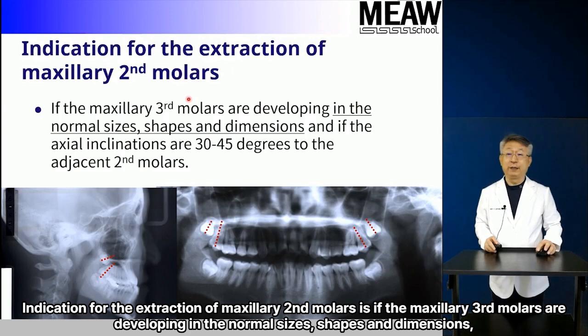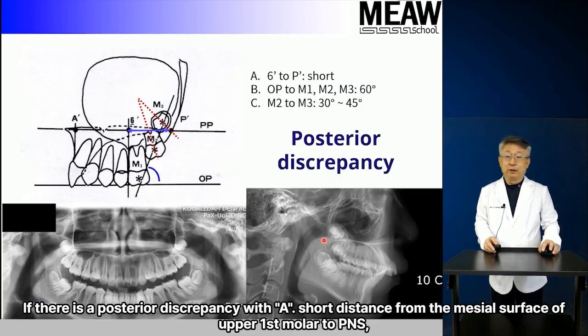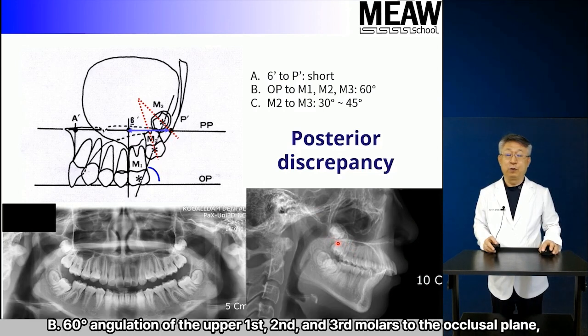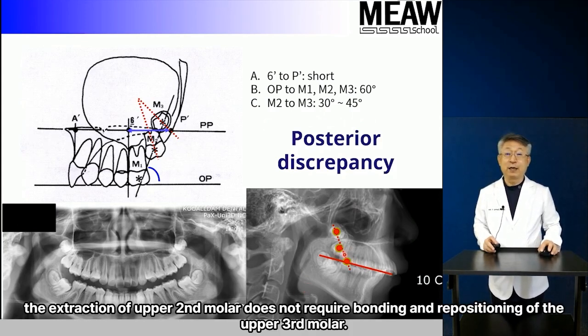Indication for the extraction of maxillary second molars is if the maxillary third molars are developing in the normal sizes, shapes, and dimensions, and if the axial inclinations are 30-45 degrees to the adjacent second molars. If there is a posterior discrepancy with A, short distance from the mesial surface of upper first molar to PNS, B, 60 degree angulation of the upper first, second, and third molars to the occlusal plane, and C, 30-45 degrees of axial inclination of the third molar to the second molar, the extraction of upper second molar does not require bonding and repositioning of the upper third molar.